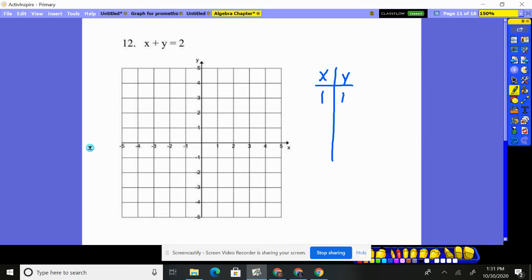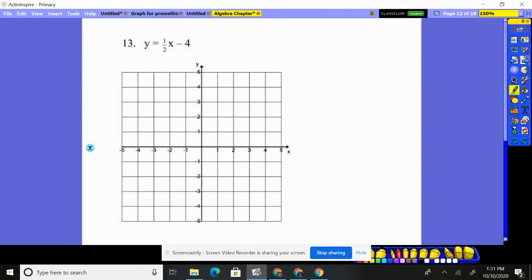How about 1 and 1? Or if x is 2, y is 0. Or if x is 3, y could be -1. All right, that's enough. 3, -1. Over 2 up none, over 1 up 1, and I can see they're in a perfect straight line, so I know I have it correct.